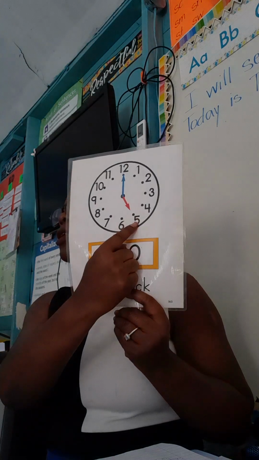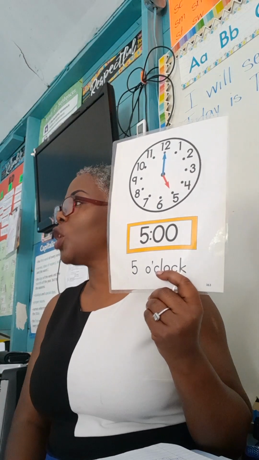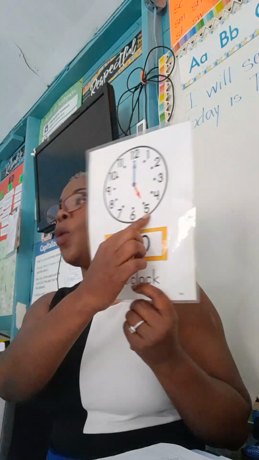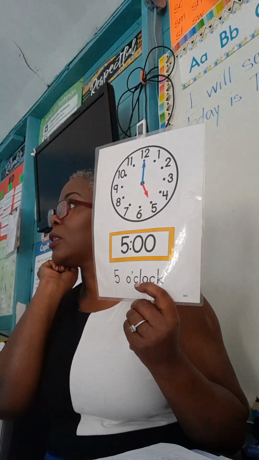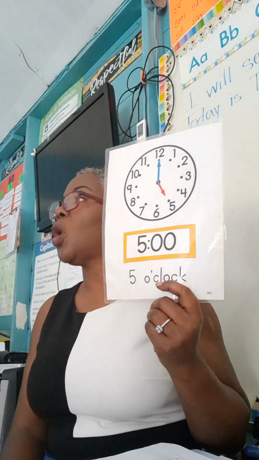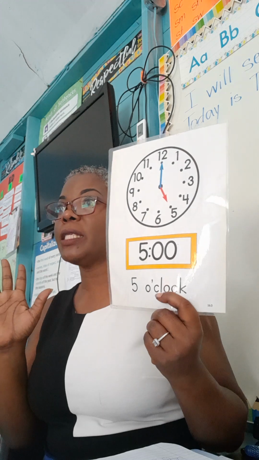So here, the short hand is pointing on 5. What hour is it? 5. We can just say the hour is 5, because we can't say o'clock yet until we look at another hand. What hand do we need to look at? The long hand. And the long hand tells the minute.